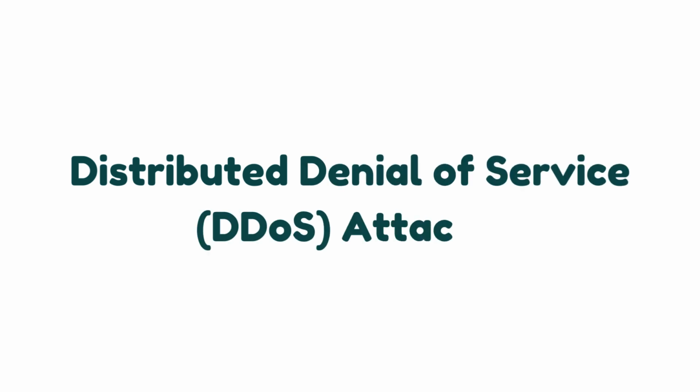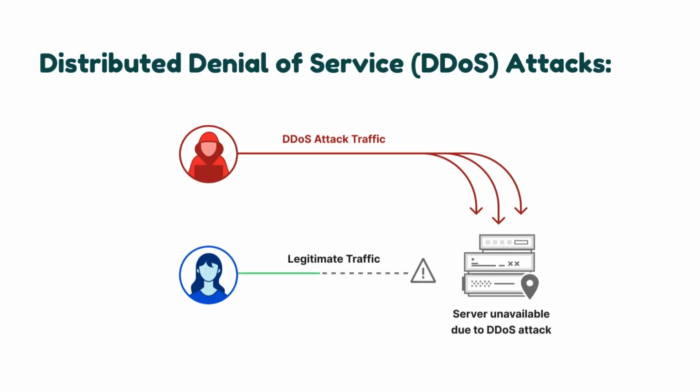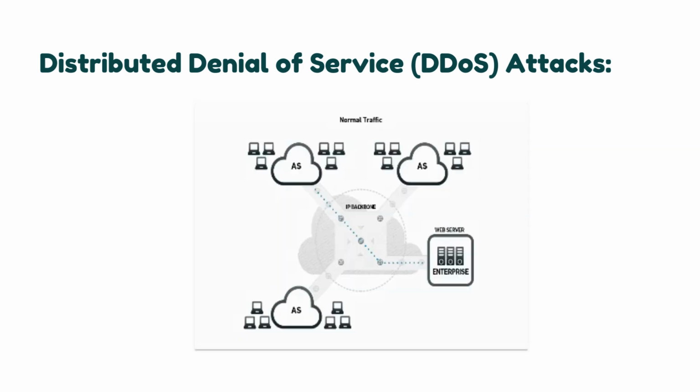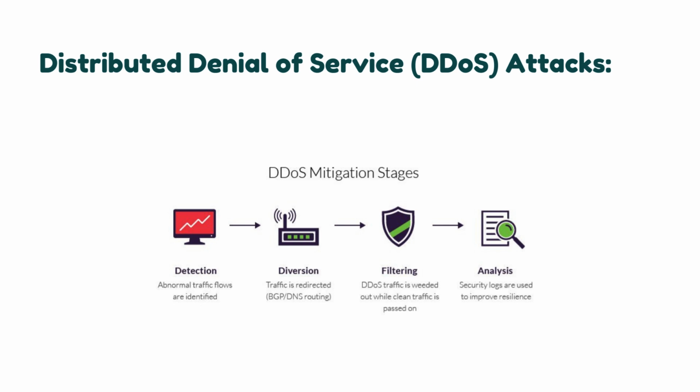7. Distributed denial of service, DDoS, attacks. DDoS attacks involve overwhelming a target system or network with a massive amount of traffic, rendering it inaccessible to legitimate users. These attacks are often carried out using botnets, which are networks of compromised computers controlled by the attacker. We will discuss the different types of DDoS attacks, mitigation techniques, and strategies to protect against them.